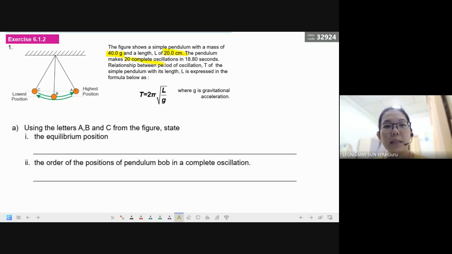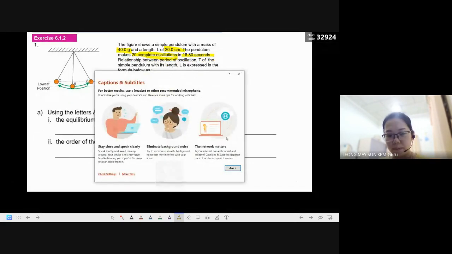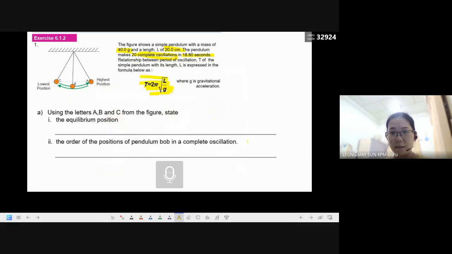The pendulum makes 20 complete oscillations in 18.8 seconds. So the relationship between the period of oscillation T and the simple pendulum is expressed in the formula below. All right, so what is this? Excuse me. All right.